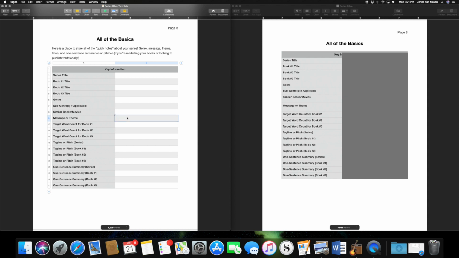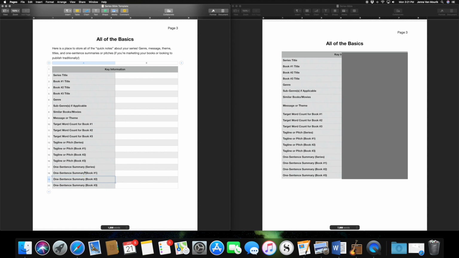The main message or theme of your series. And this specifically, I think, applies mostly to Christian fiction books where there's usually a message that you want people to come away with from your series or some kind of theme. But also non-Christian fiction books have themes and messages as well. And then target word count, tagline, or pitch. One-sentence summaries. I am big into one-sentence summaries. To me, they are an integral part of the outlining process and the creating process because it's just a little one-liner that's going to get your point across, and that is really helpful for me.